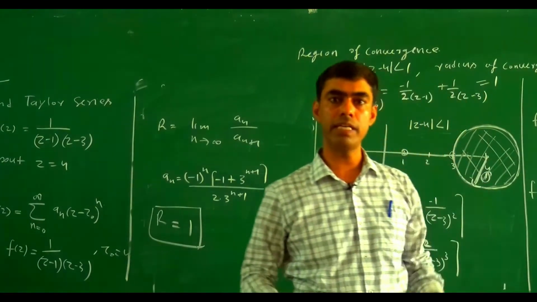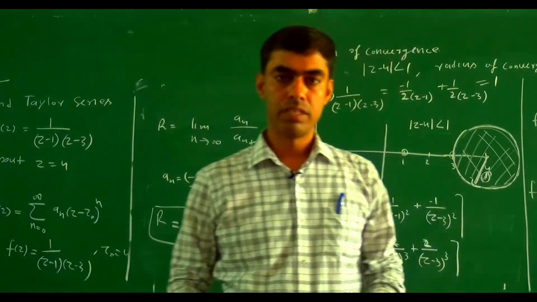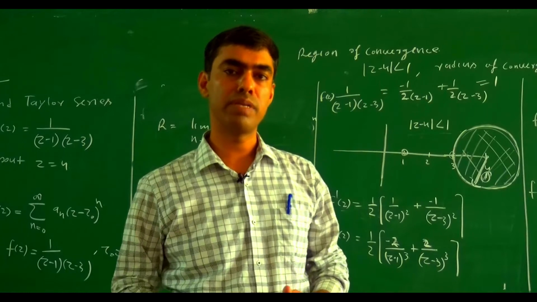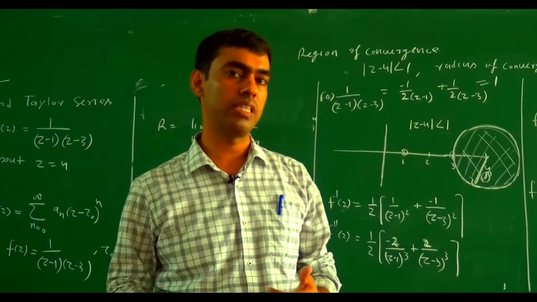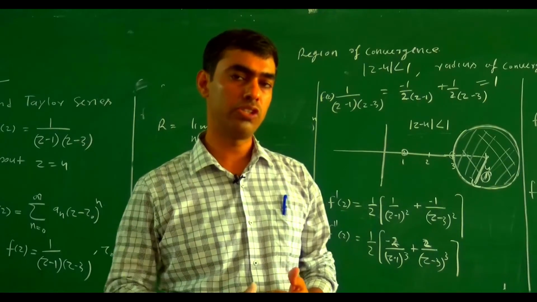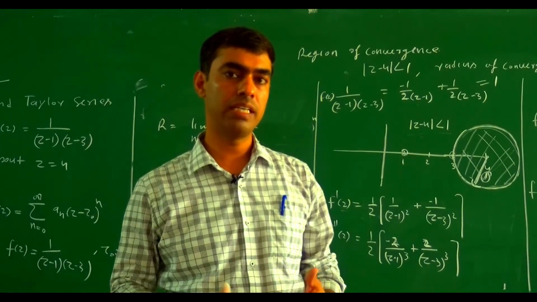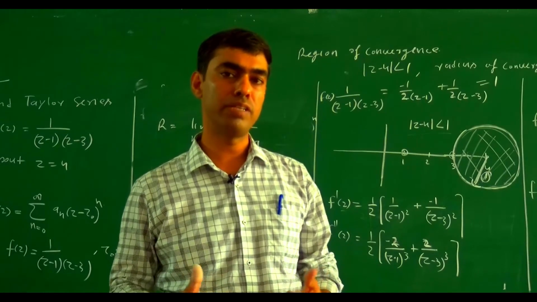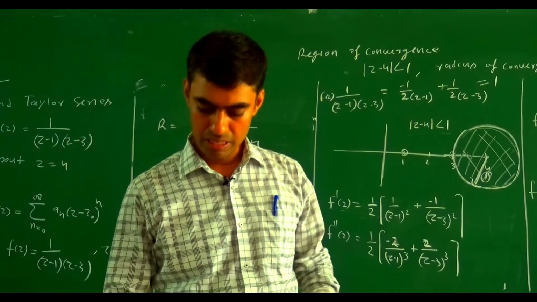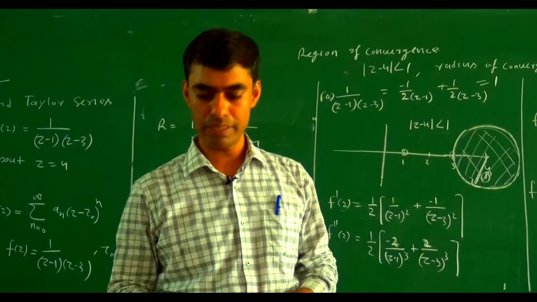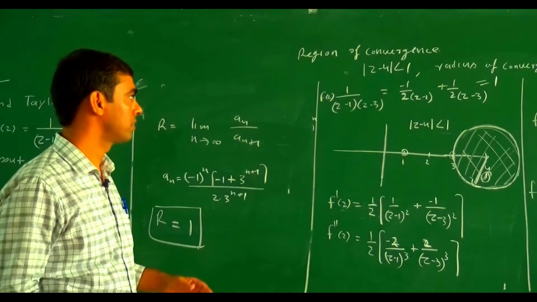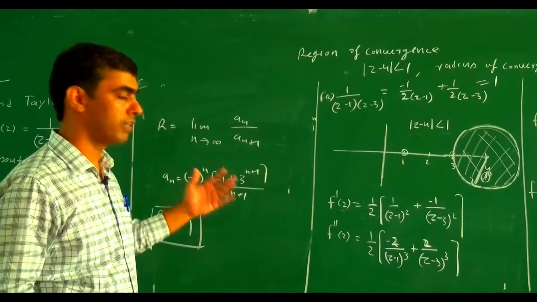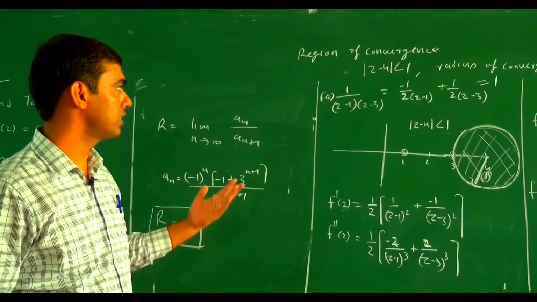Once we have the value of a_n, meaning the summation n equals 0 to infinity of a_n (z − z0)^n, if we have the value of a_n, then we are able to find the radius of convergence using the ratio test, limit n tends to infinity a_n upon a_(n+1). This is how we solve any numerical problem of any function, meaning we find a Taylor series expansion of any function about any point.